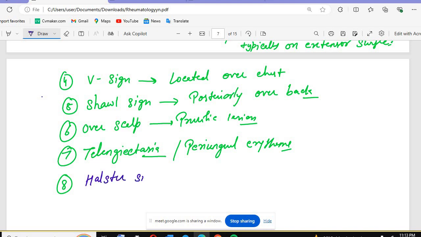Another important one is the Holster sign. The Holster sign is seen on the lateral aspect of the thigh. If you see one rash there, that is known as the Holster sign.